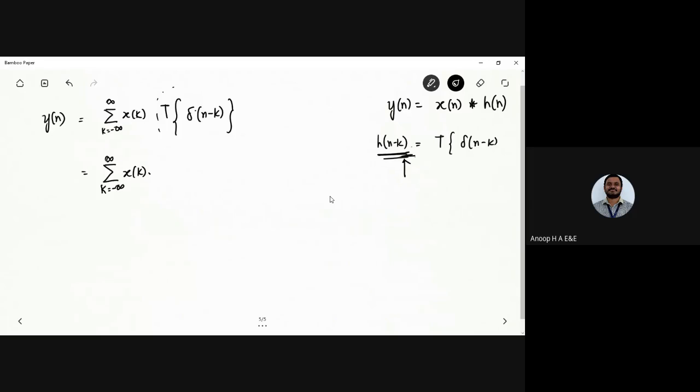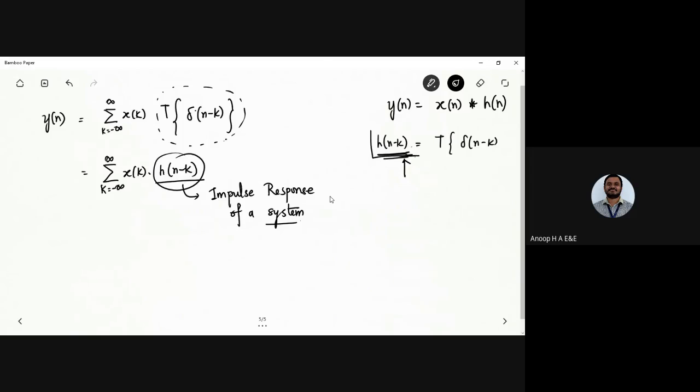So this term here, what I am representing over the dotted circle, is entirely with respect to h of n minus k, which is nothing but the impulse response of the system. So h of n minus k is equal to T of delta of n minus k. This is the impulse response of the system that is present there, right?